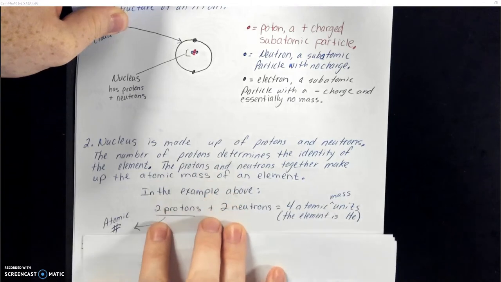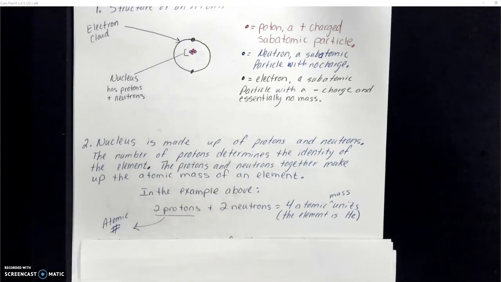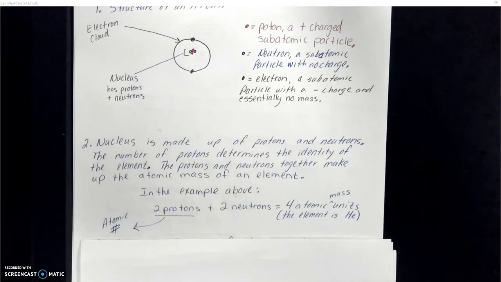The nucleus of the atom is very, very important. Okay, the nucleus is made up of protons and neutrons. The number of protons determines the identity of the element. Alright? So if you have one proton, you are hydrogen. If you add another proton onto it, you become helium. 3 protons is lithium, 4 protons is beryllium, so forth and so on. Okay? So if you change the number of protons, you change the identity of the element.